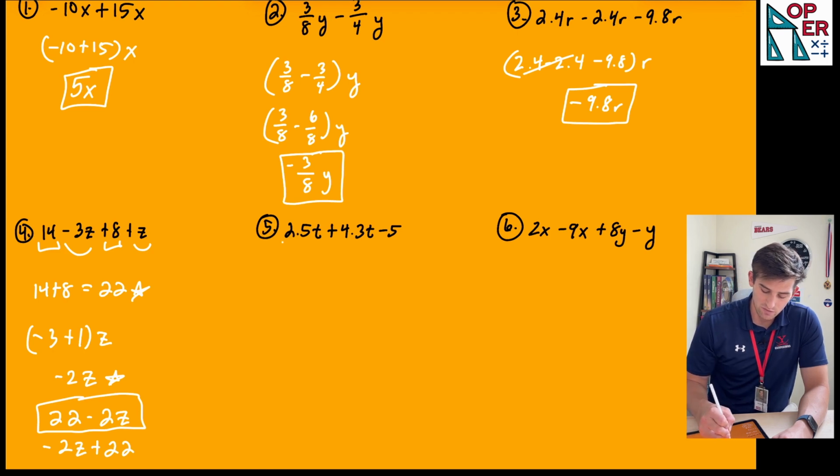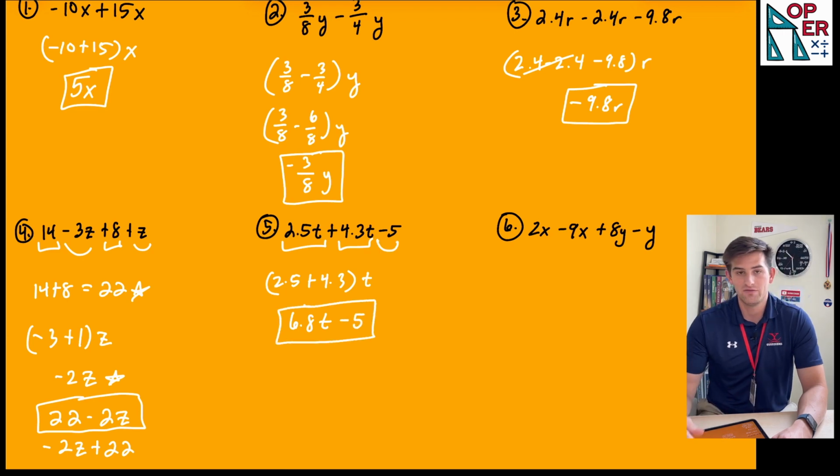All right, and number 5, 2.5t plus 4.3t minus 5. Well, here we have 2.5t and 4.3t, so those would be like terms. So we can add them, and then we have our variable here. So 2.5 and 4.3 would be 6.8t. And then notice here, all we had was one constant, so there's nothing to combine negative 5 with, so we just write it at the end of our expression just like that.